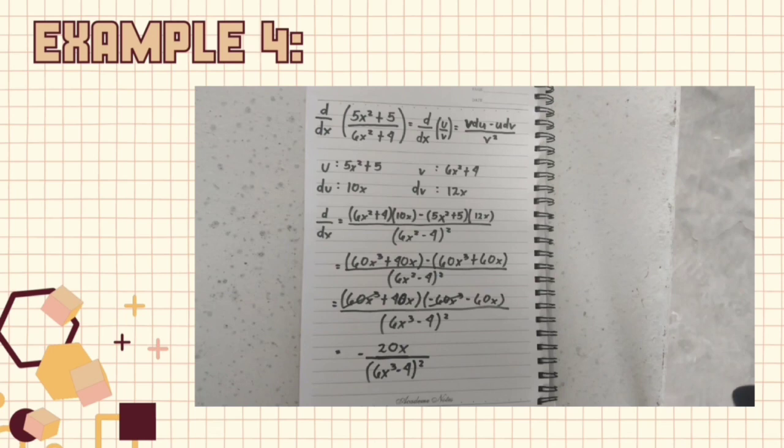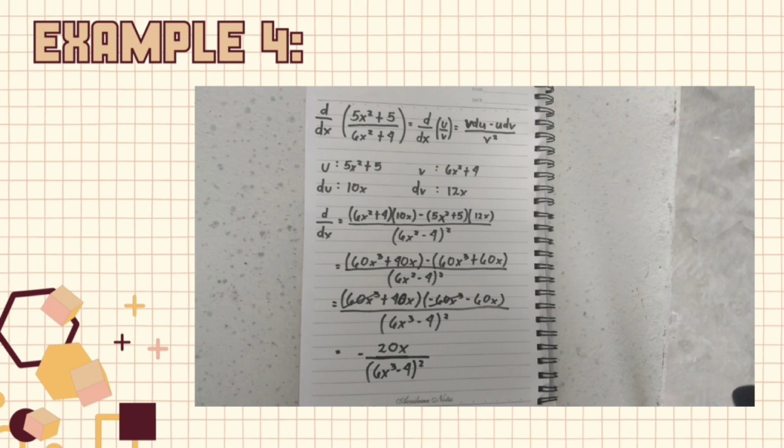Derivative of 5x squared plus 5 over 6x squared plus 4. First, let's find out the u and the derivative of u. The value of u is equal to 5x squared plus 5 and the derivative of u is equal to 10x. Second, let's find the value of v and the derivative of v. The v is equal to 6x squared plus 4 and the derivative of v is equal to 12x. We found the value of u and v and also the derivatives of them.